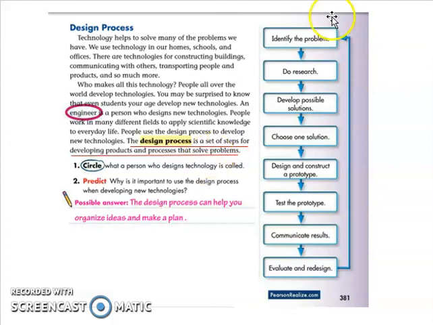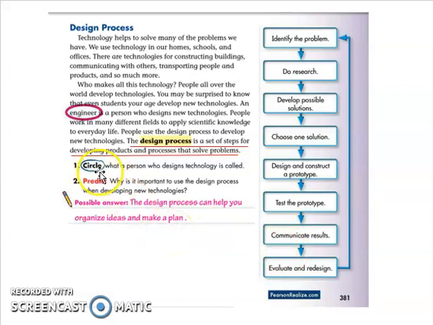So we have here the steps of the design process. The first step is identify the problem and do research. After that, develop possible solutions. After that, choose one solution, and then design and construct a prototype. Next is test the prototype and communicate the results, and lastly, evaluate and redesign. We will discuss these steps in this presentation.